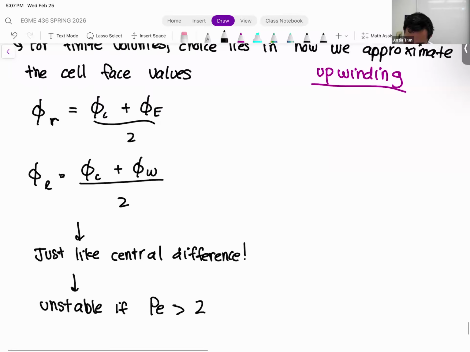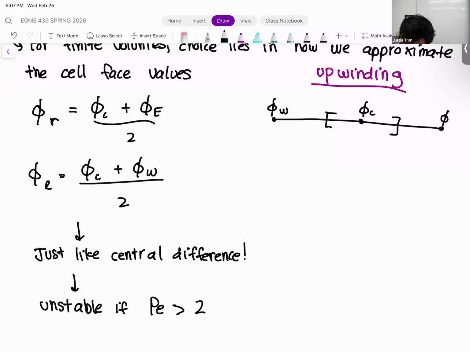Okay, actually, let me go ahead and draw our domain here again. Let's say we have our cell-centered value here, so this is phi sub c, and we have the neighboring cell-centered values as well, phi sub E and phi sub W. Remember, what we want to estimate is the value of phi right in between those cell-centered values. So this right here would be phi sub little r, and right here would be phi sub little l. Let's see if we can come up with different expressions for phi sub little r and phi sub l for the case when we want to apply upwinding.